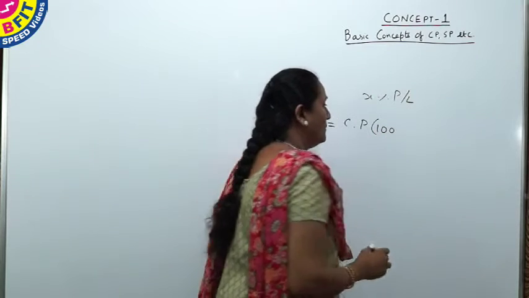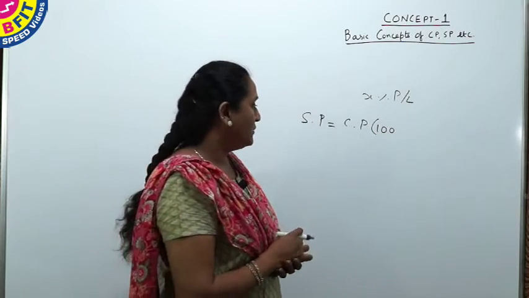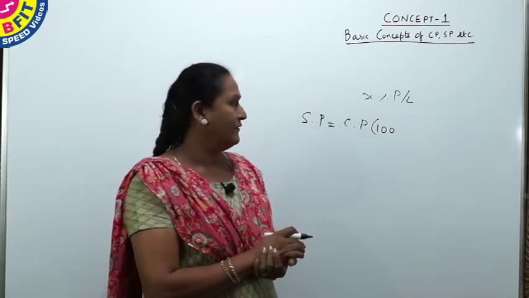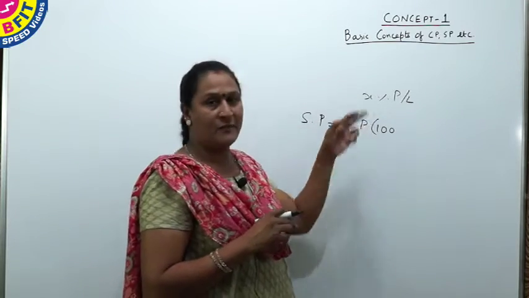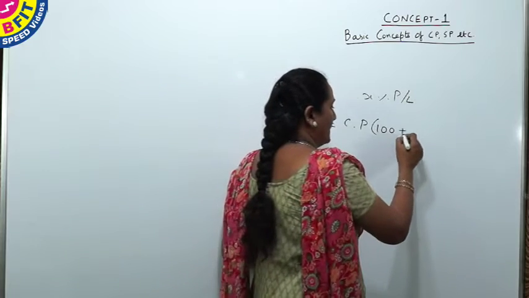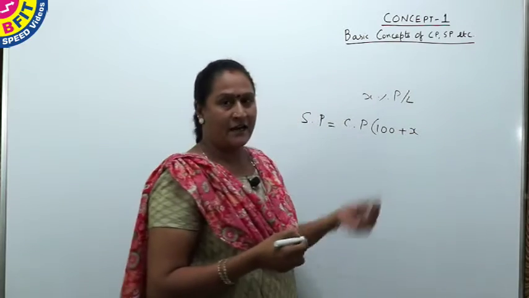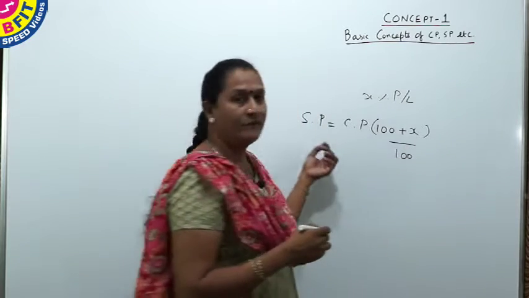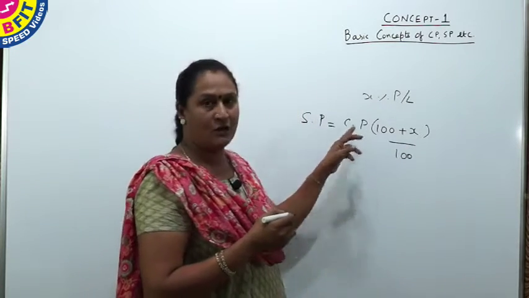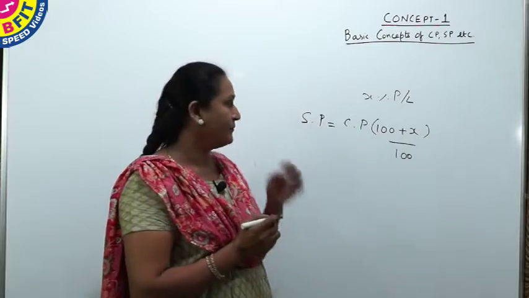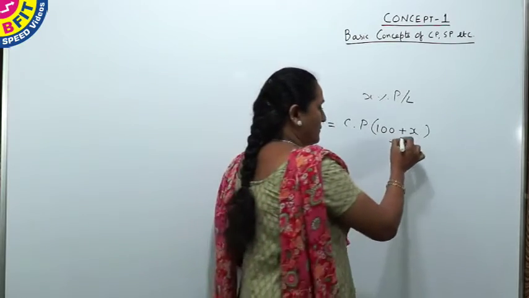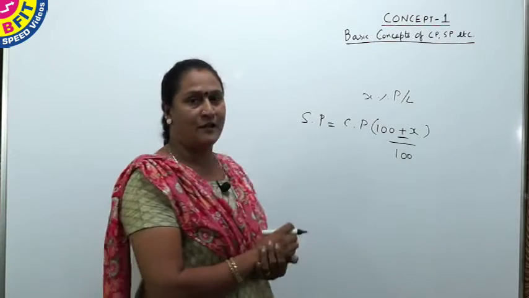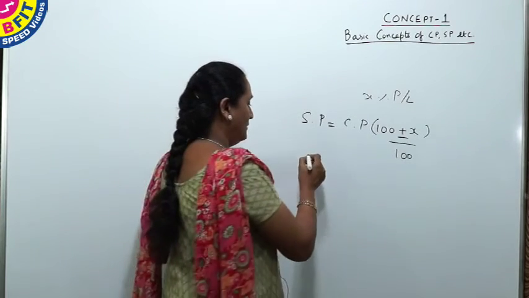When they say X% profit, the selling price will be X% of cost price more than the cost price itself. So for profit percent X%, the corresponding percentage is added to 100, divided by 100, and multiplying it with the cost price, you get the selling price. Suppose it is loss, we subtract it from 100, divided by 100, into the cost price, and you get the selling price.